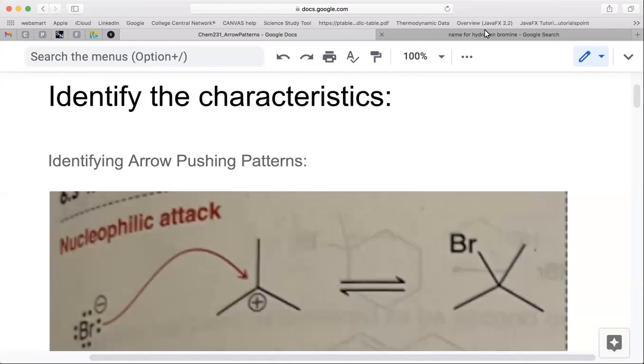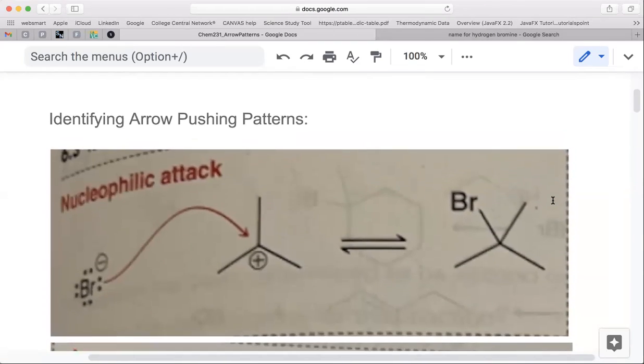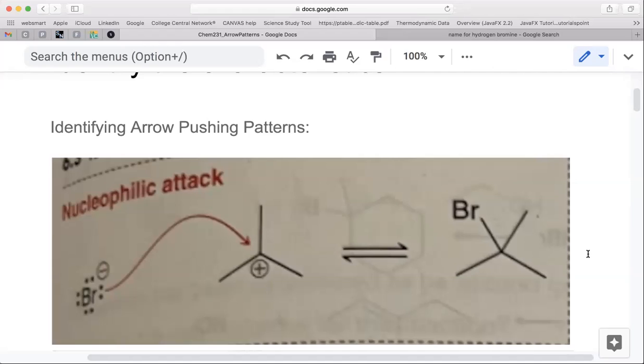Okay, hello everybody. So here we are identifying the characteristics of arrow pushing patterns. The very first pattern that we're going to be looking at is a nucleophilic attack. And initially when we first look at this, we want to understand what we're seeing.